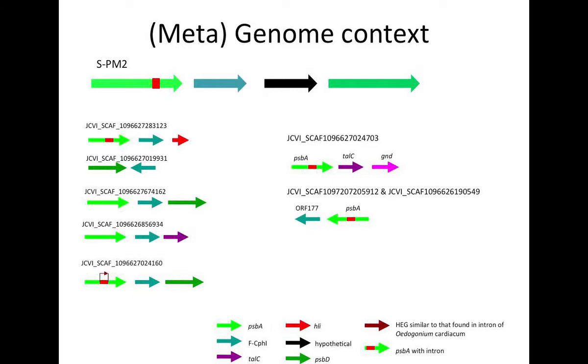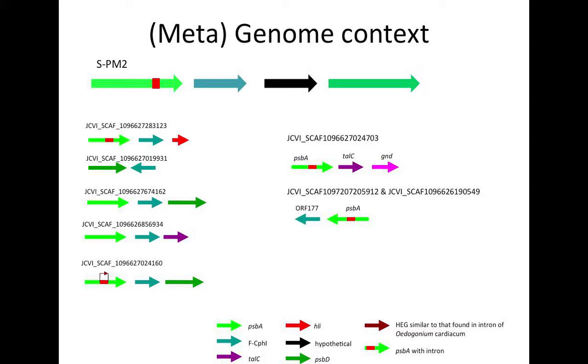So I took the GOS dataset, which was produced by Craig Venter when he decided to sequence the ocean. This is a massive database of sequences and contigs that are found in the ocean, and I started looking through these to try and find genes, to see if I could find other introns and psbA genes from phages, and you can find a fair few of them. And this is just some of the contexts that you find them in.